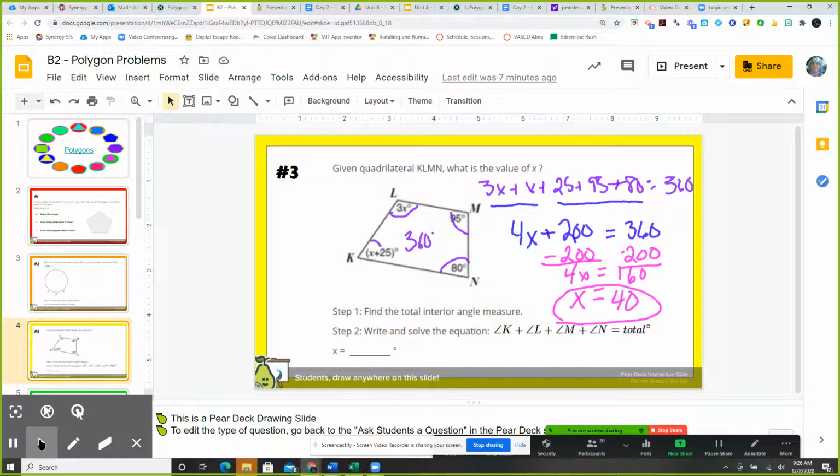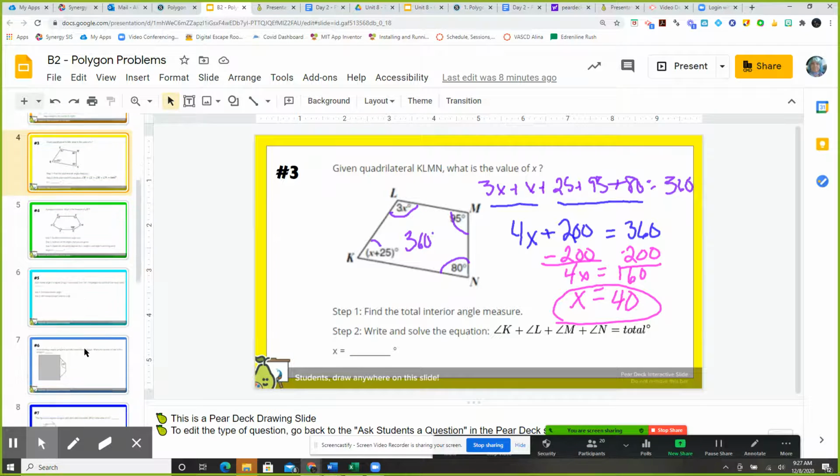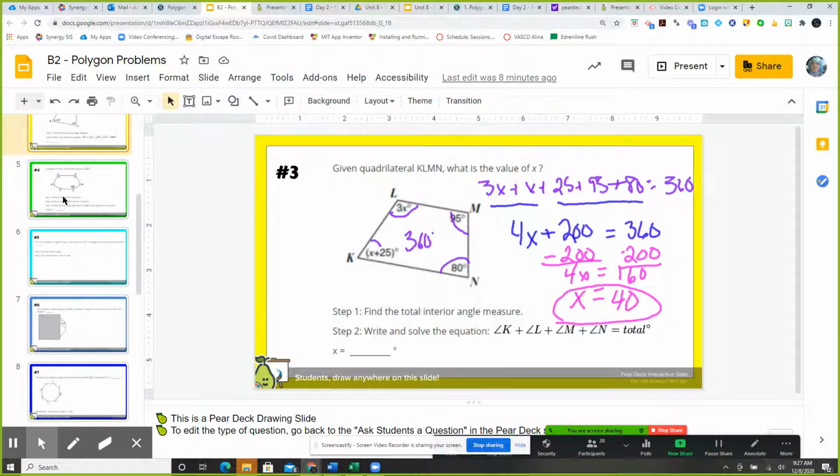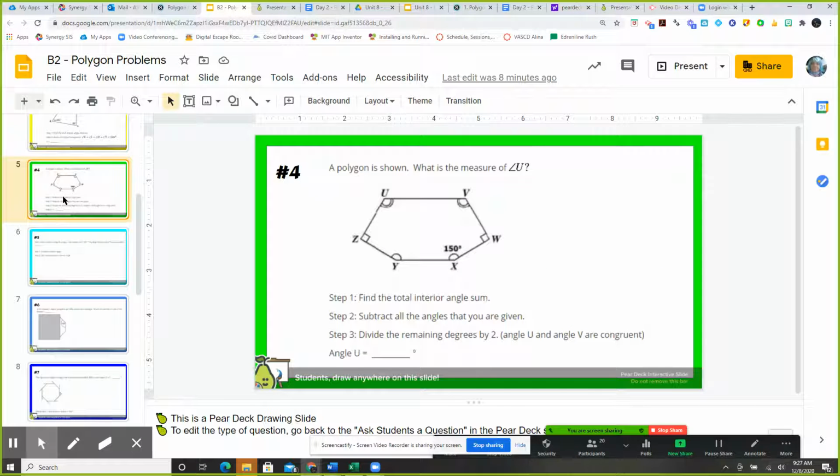I don't want to rush anybody because I know it's faster for me to write with my stylus than for you guys to write in Pear Deck or on a Google slide. So you let me know when we're ready to go to the next one. We ready? Slide 5, number 4. How do we start? Who has an idea?